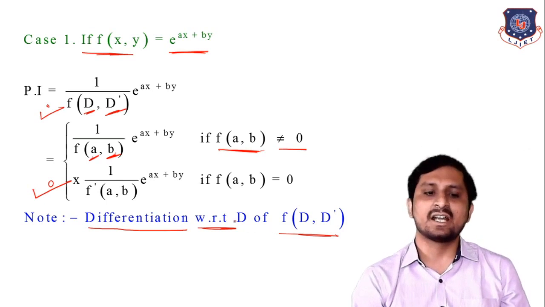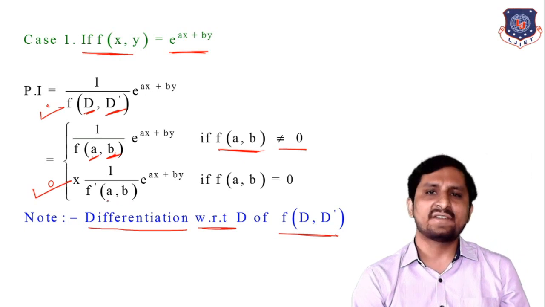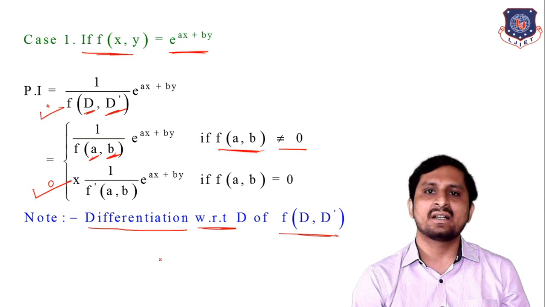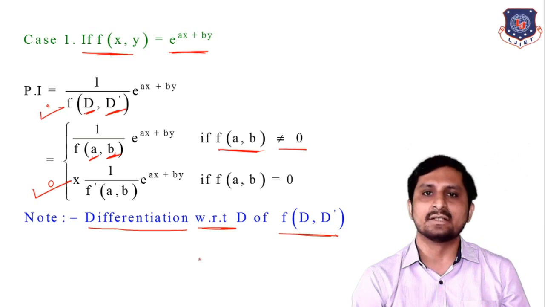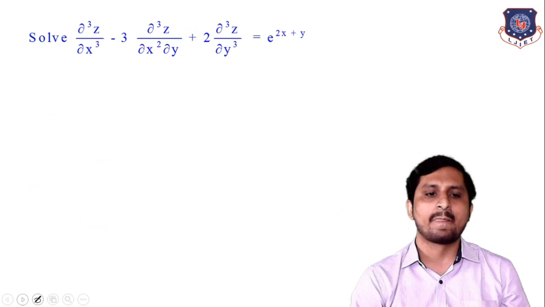And in that term again you have to follow this rule: instead of D you have to take a, and instead of D dash you have to take b. Suppose again f dash of a, b is equal to 0, then you can understand, multiply with x square, differentiate again to get f double dash of a, b, and find the value of f double dash of a, b. So let's solve one example of this type first.